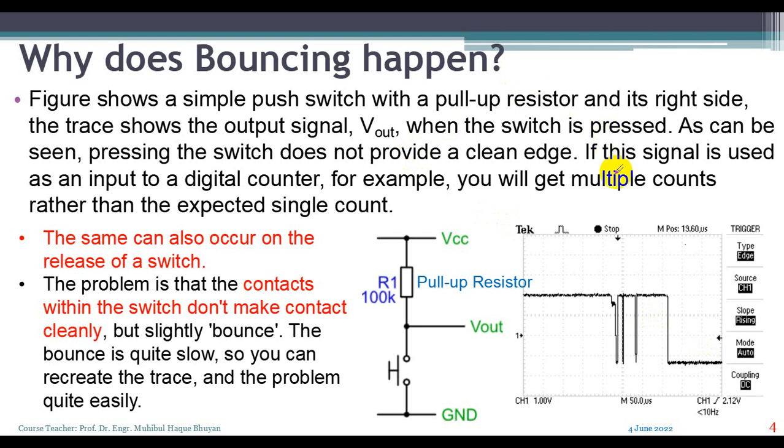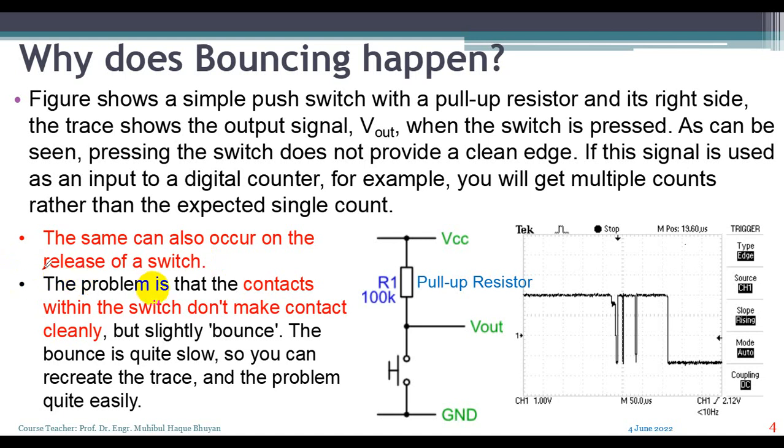If this signal is used as an input to a digital counter, for example, you will get multiple counts rather than the expected single count. So we want a single count, but what are we getting over here? Multiple counts. Certainly not expected, and a malfunction. Right? The same can also occur on the release of a switch. As you press and as you release, the same thing can happen.